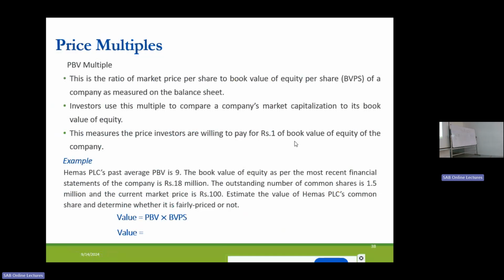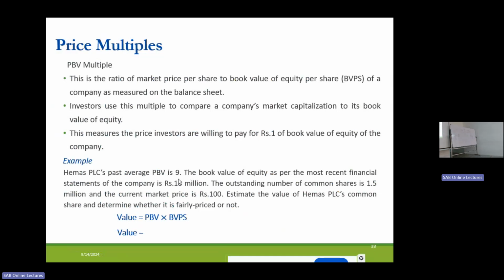Here the variable is book value per share, while earlier it was earning per share. Different variables. Now suppose the company's past average price to book value of equity is 9, whatever the period. Past average price to book value per equity is 9.